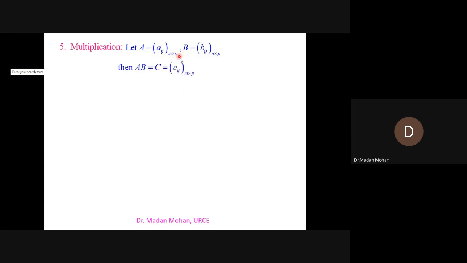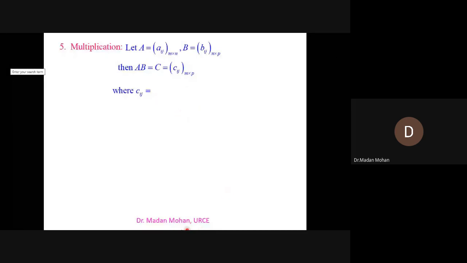The entries of C are Cij. And the order of C, meaning the product, is M cross P. Okay. Now, I need the Cij from the entries of A and B, meaning I need Cij from the Aij's and Bij's. What is Cij now? Cij equals dash.